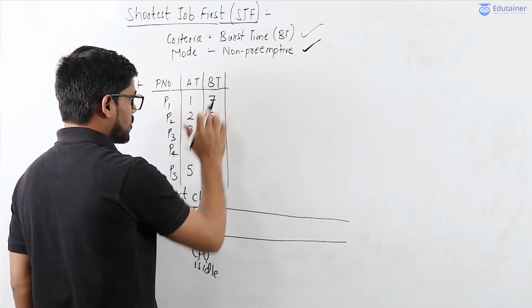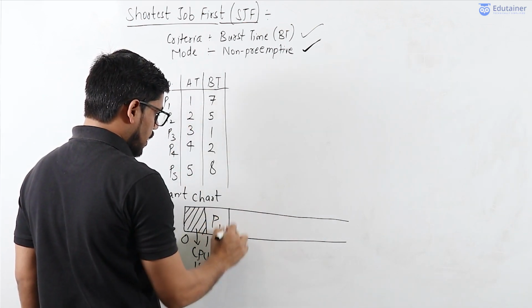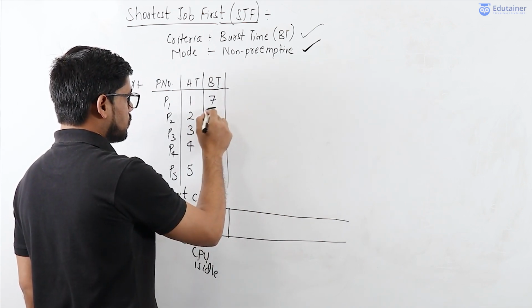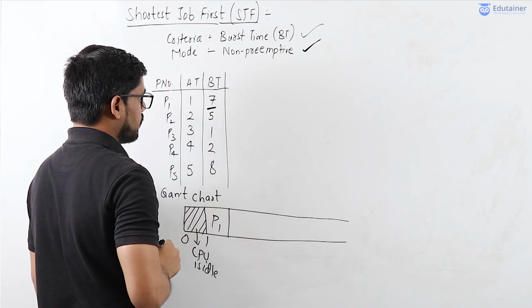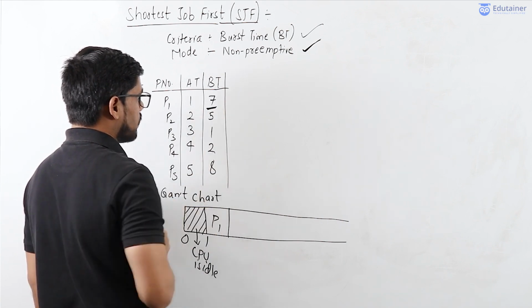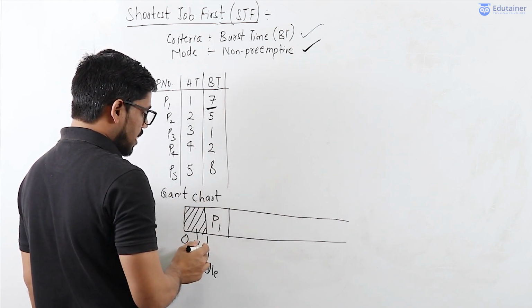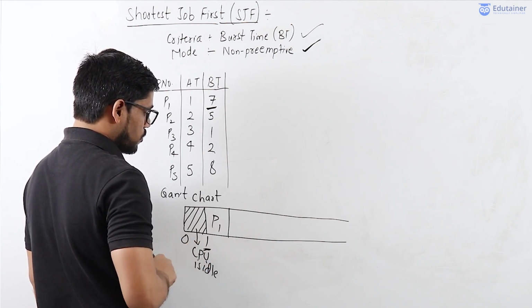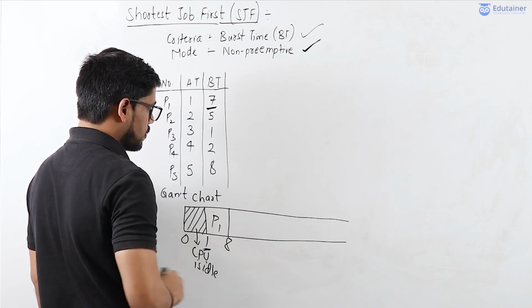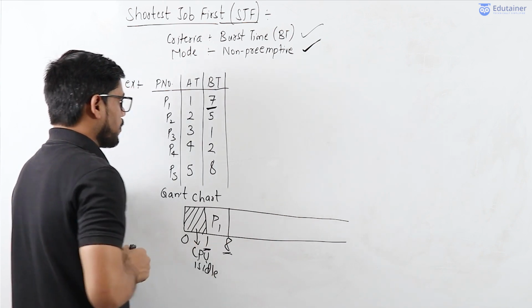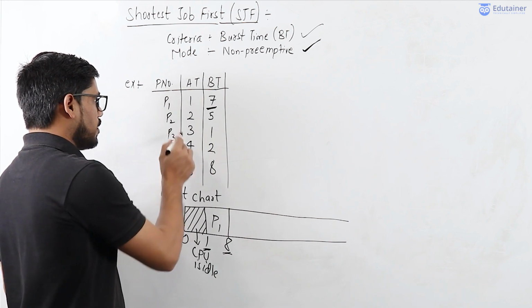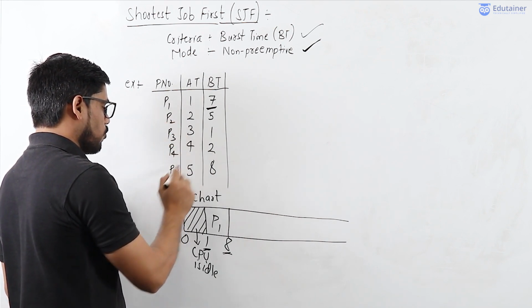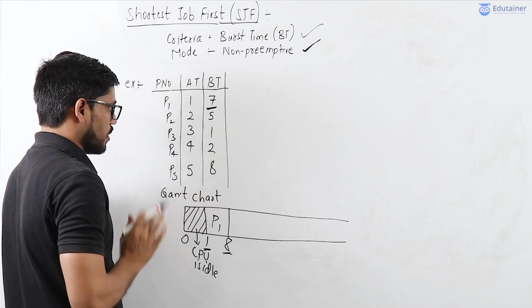So we will pick process P1 first and complete it for as much burst time as it requires. Here the burst time required is 7. So process P1 requires 7 units of time to complete its execution, and now the time is 1. So 1 plus 7 is 8. Now the time is 8. At time 8, all the processes have arrived: process P2, P3, P4, and P5.